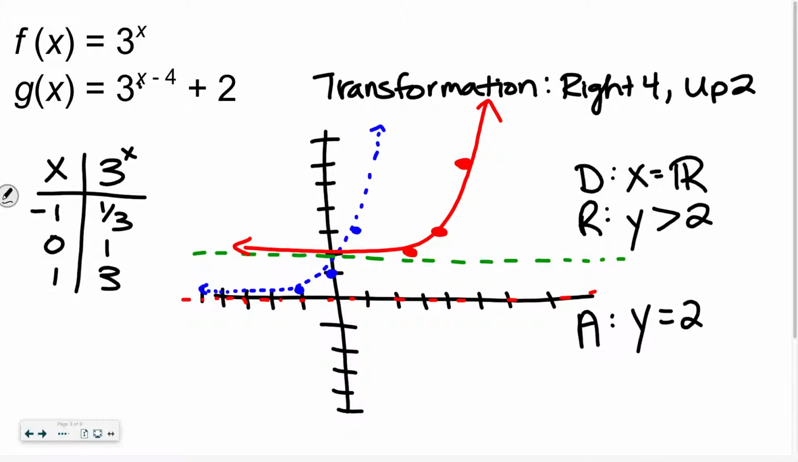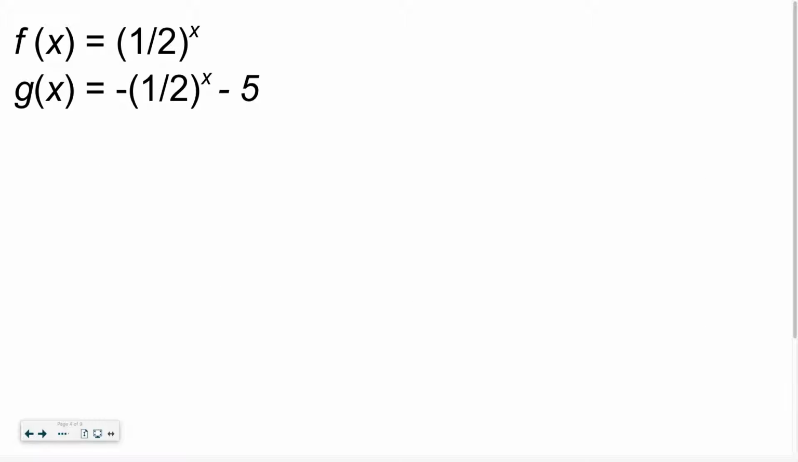Let's do another one. Does anybody have any questions on that before I move on? Okay. We'll do f of x equals (1/2)^x. G of x equals negative (1/2)^(x minus 5).